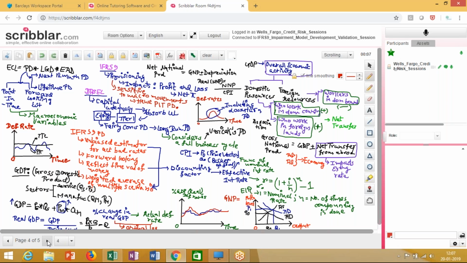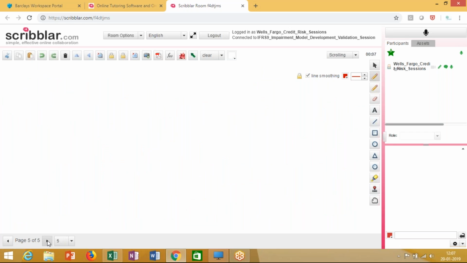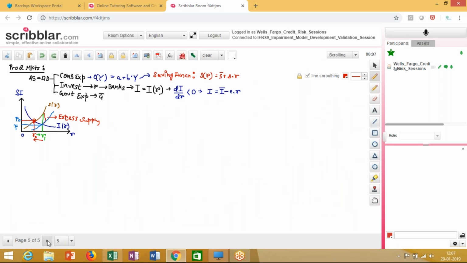So what we started doing was we started talking about the interest rate. We started talking about how an increase in the interest rate would cause the macroeconomic variables to react, and how the increase in the interest rate would pass through the different macroeconomic variables and impact the default rates in the bank, right?